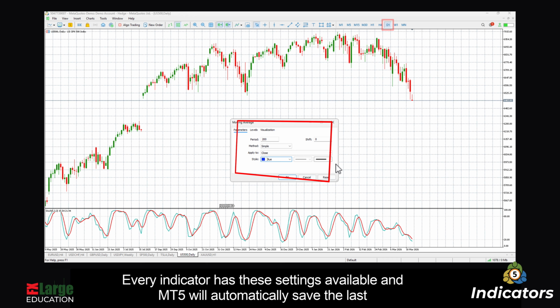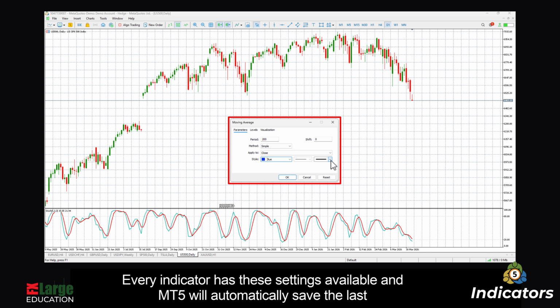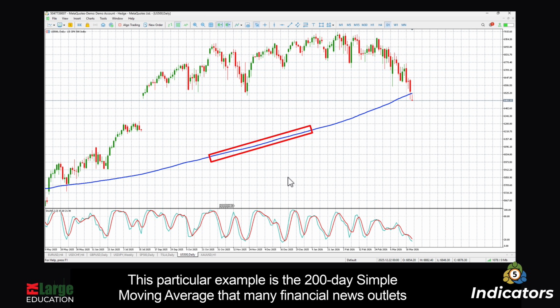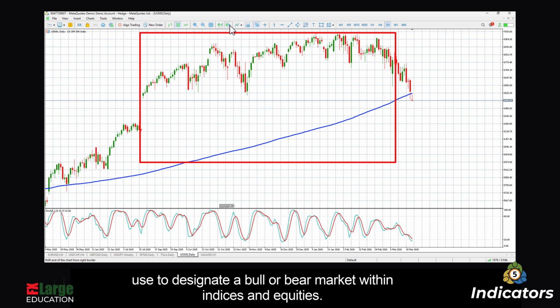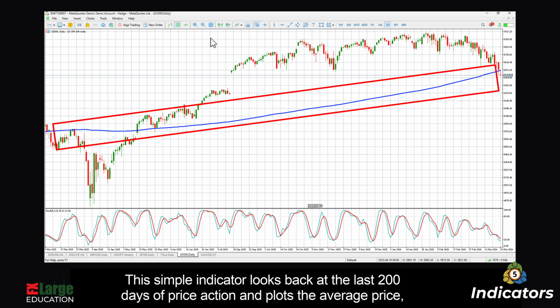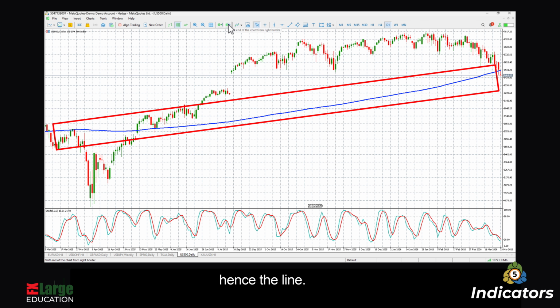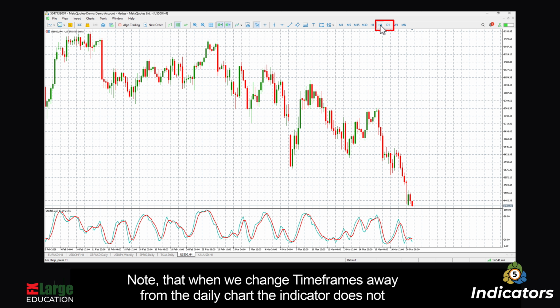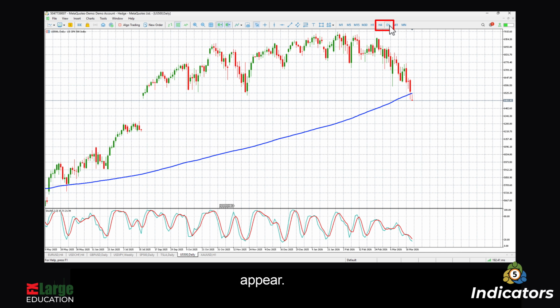Every indicator has these settings available, and MT5 will automatically save the last configuration you used. This particular example is the 200-day simple moving average that many financial news outlets use to designate a bull or bear market with indices and equities. This simple indicator looks back at the last 200 days of price action and plots the average price, hence the line. Note that when we change time frames away from the daily chart, the indicator does not appear.